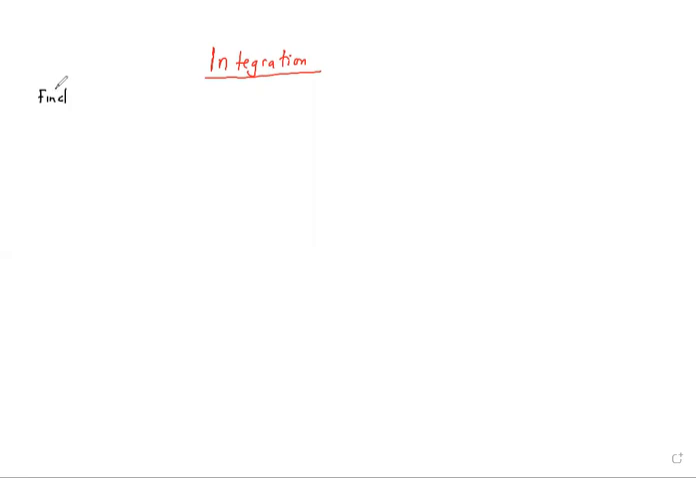Find one, the integral of x to the power n dx. And the answer was x to the n plus one over n plus one.